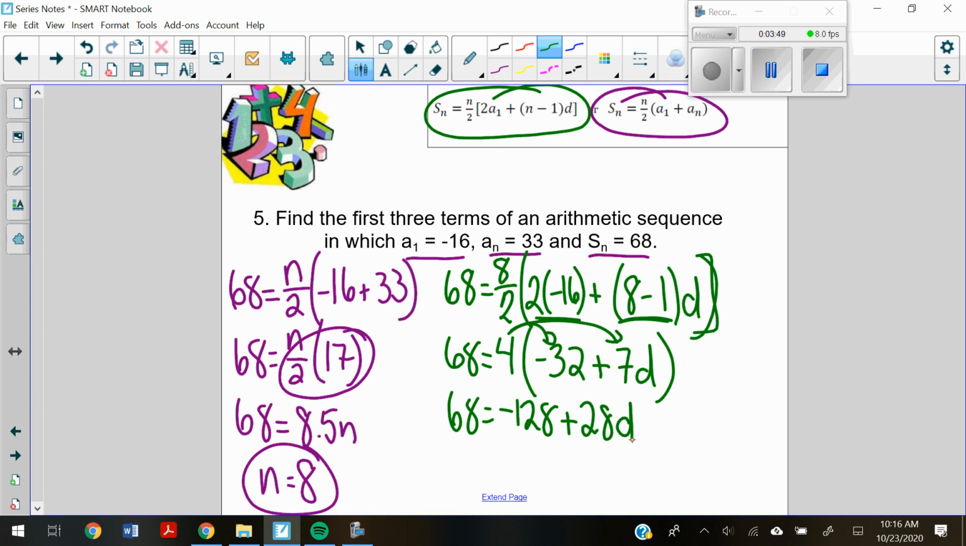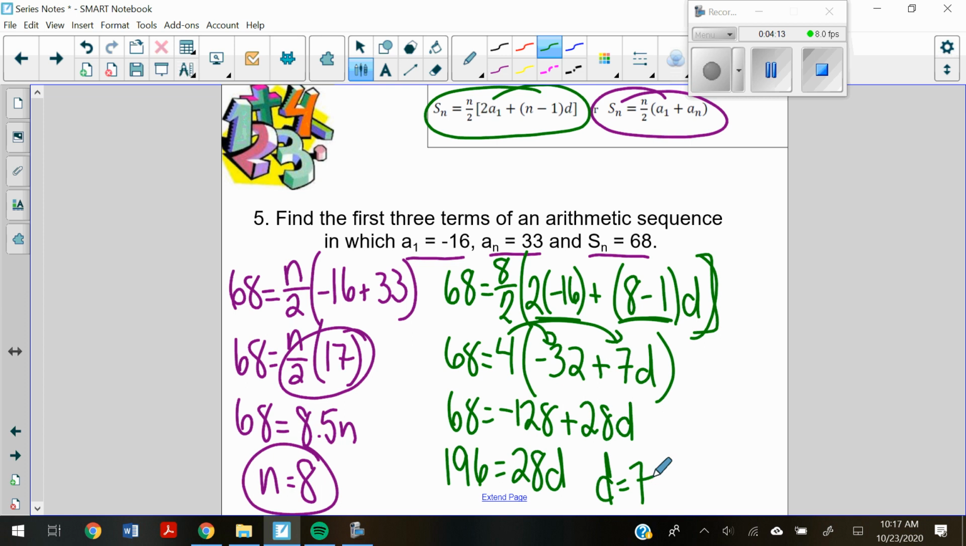All right, so go ahead and add 128 to both sides. And I think we get 196 equals 28d. Take your 196 and divide it by 28. And you should see d equals 7. Nice work.